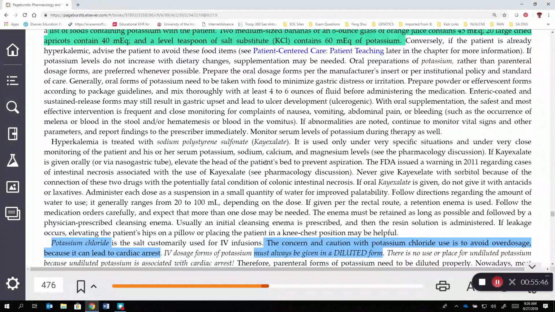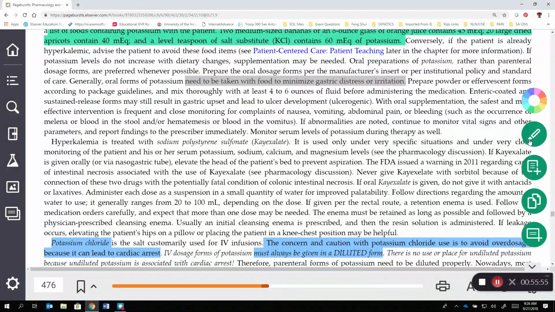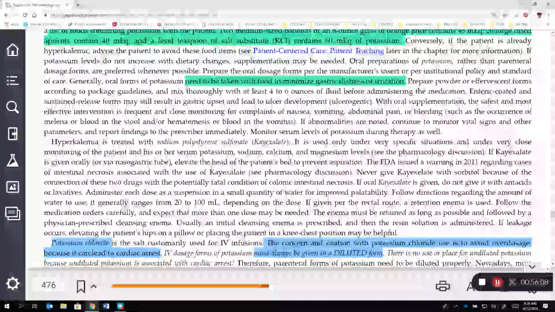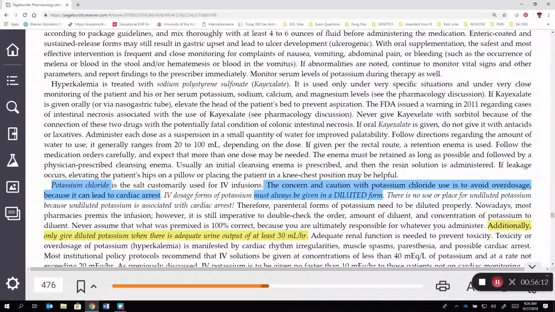It goes into the oral formulations, and one of the things about oral forms, they need to be taken with food to minimize gastric distress or irritation. A lot of times they come as a powder or effervescent, and you need to mix it with the appropriate amount of fluid. It'll say on the packaging. They do have enteric or sustained release forms, but let me tell you, those still cause GI problems. It's not a ticket to no GI issues.